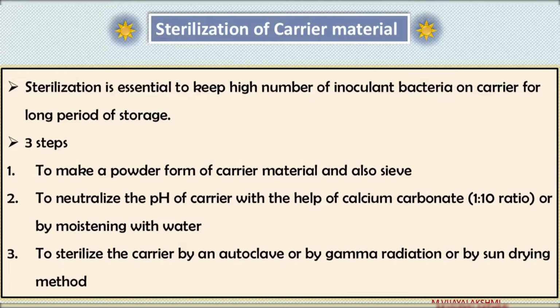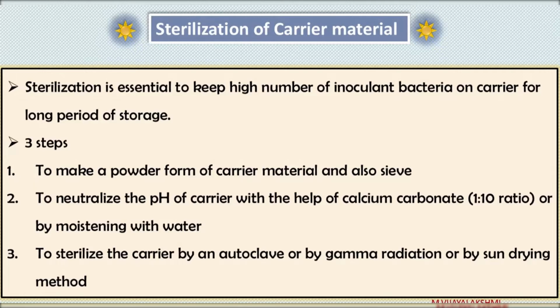The third step is to sterilize the material by autoclaving, by gamma radiation, or by the sun drying method. In our lab, we prefer the steam sterilization process using a pressure cooker. In industry, you may go for the autoclaving process or gamma radiation. But there are some merits and demerits in autoclaving as well as gamma radiation. So, these are all the essential steps in carrier sterilization.